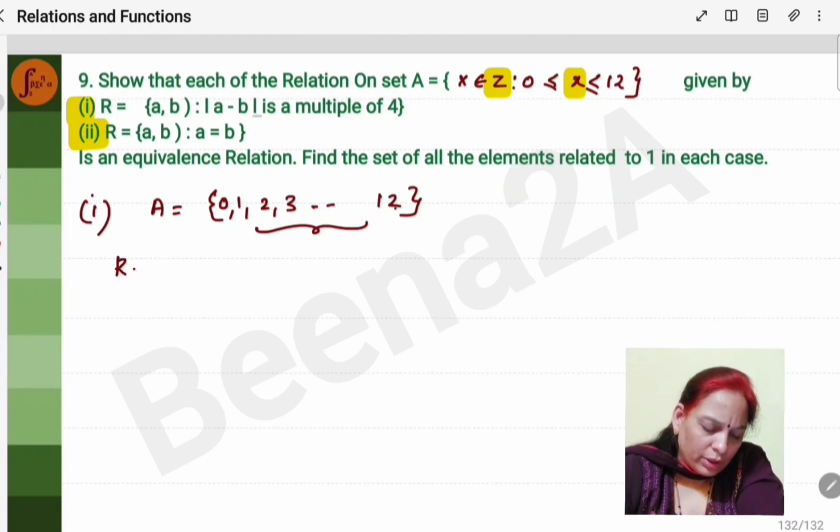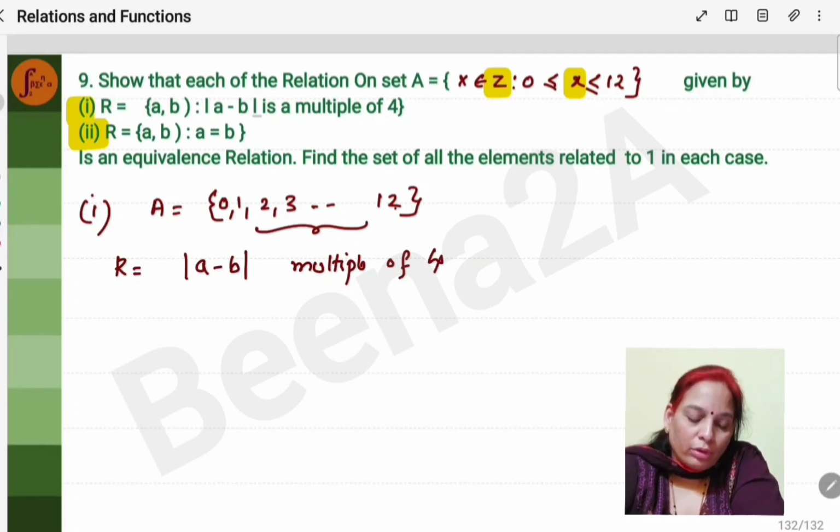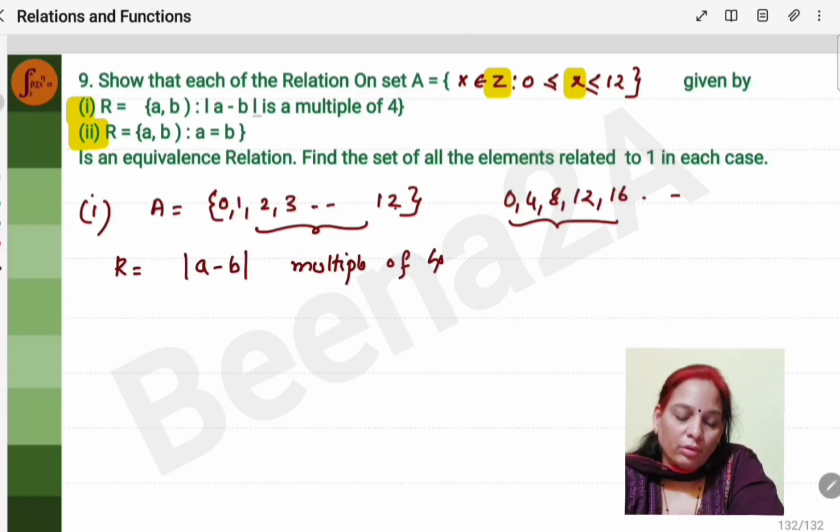Now what is the relation? It should be modulus of a minus b should be a multiple of 4. What are the multiples of 4? It should be 0, 4, 8, basically the 4 table. 0, 4, 8, 12, 16 and so on. These are multiples of 4.